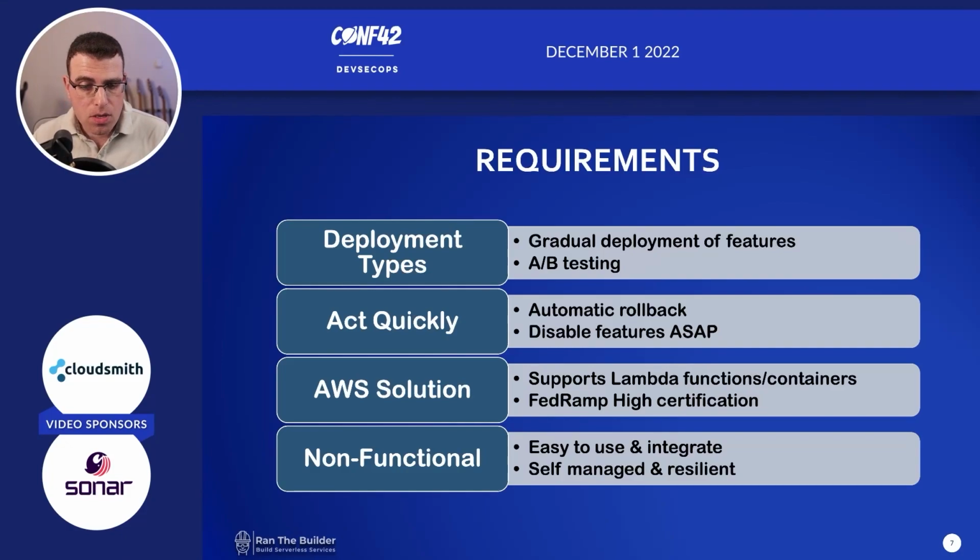In addition, since this is an AWS-only solution, we wanted to support both Lambda functions and containers. Another requirement that was important to my company, but I think should also be important to you, is FedRAMP High certification. And lastly, there's a non-functional requirement. Any solution should be really easy to use and integrate into my service and my CI/CD pipeline. And I want it to be self-managed and resilient. I don't want to worry about backups or high availability of the feature flags solution.